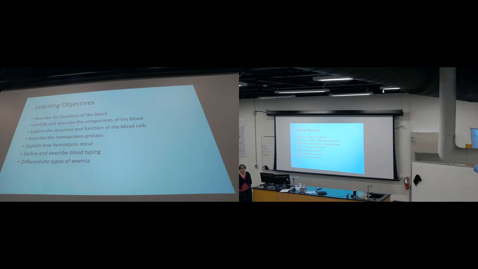So in this chapter about the blood, we're going to see what are the functions of the blood, describe and identify the components of the blood, and explain the structure and function of erythrocytes, white blood cells, platelets, and we're going to see how formation of blood cells takes place. And as well, we're going to see how we stop bleeding, and we're going to classify blood types according to the antigens that they have, and we're going to differentiate the different types of anemia.